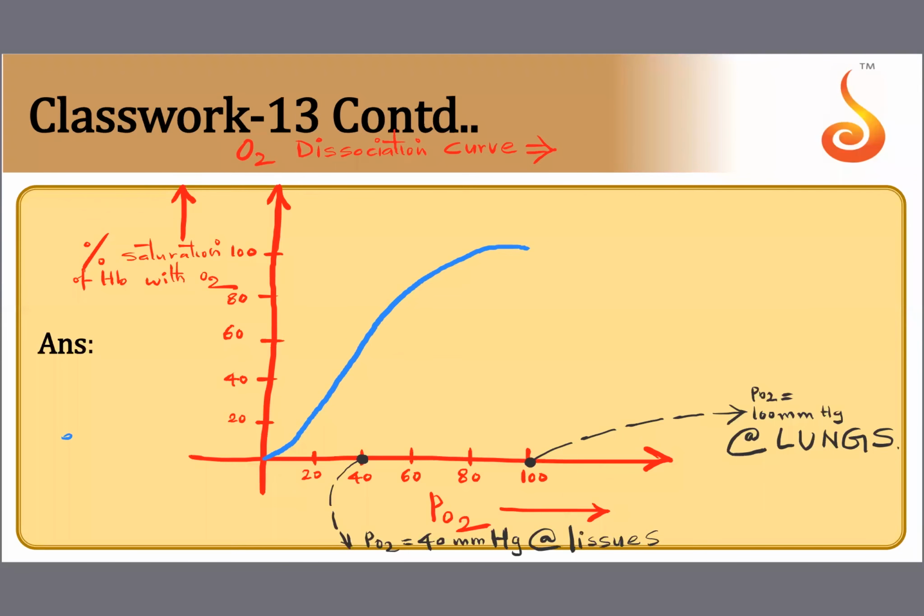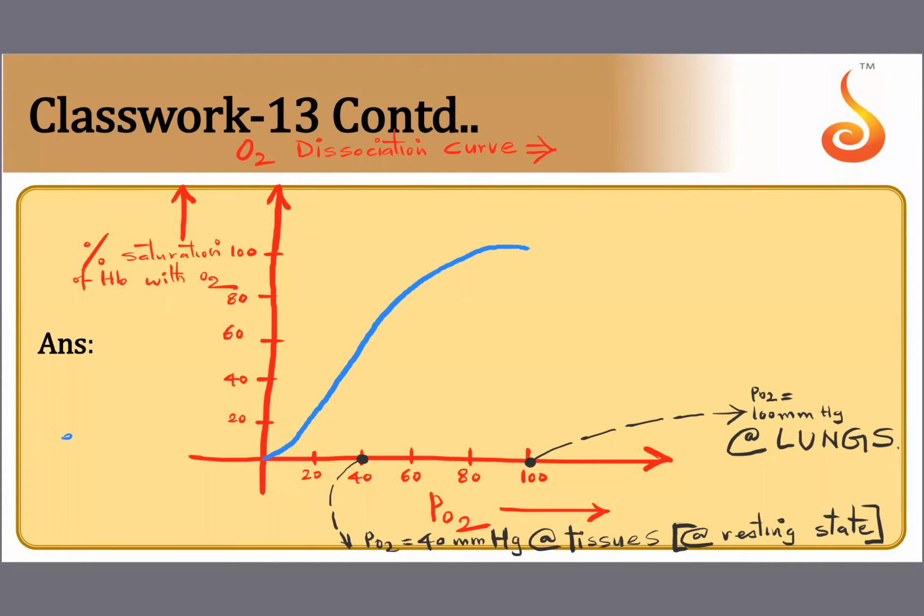So I have selected 2 points on the x-axis. One is 100. Actually, in your lungs, it's not 100, it's 104, very strictly speaking. But 100 is a very high partial pressure of oxygen, and that is present at your alveoli. A partial pressure of oxygen equal to 40 exists at your resting tissues, at resting state, not your tissue that is exercising.